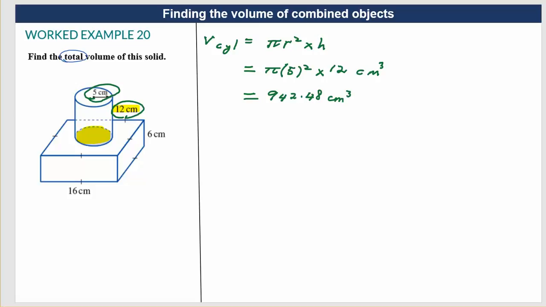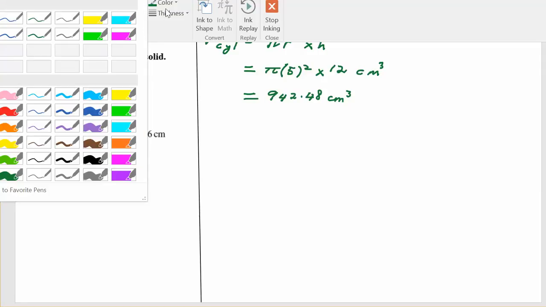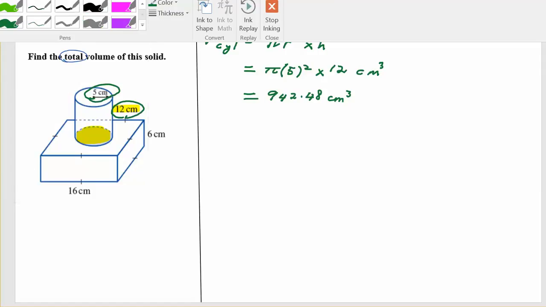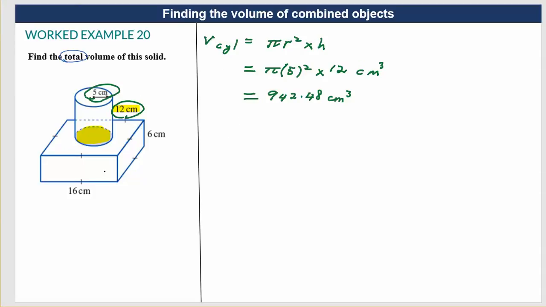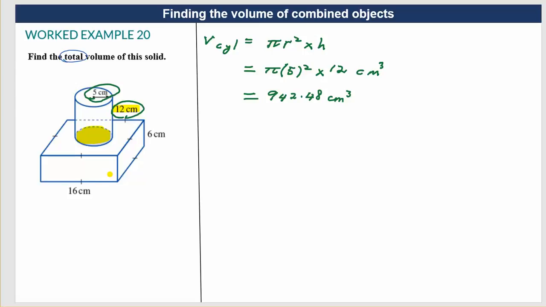Okay, now we want to work out the volume of the rectangular prism. So the rectangular prism, again, most people know the formula is just the length times the width times the height.